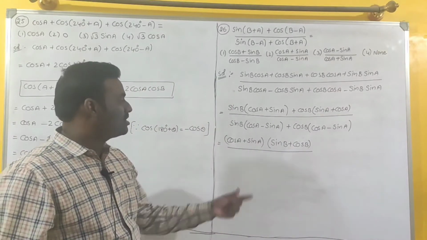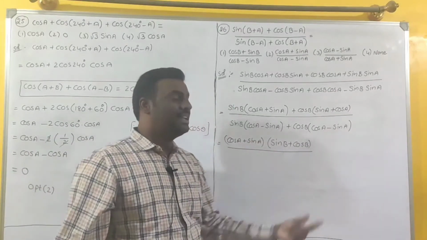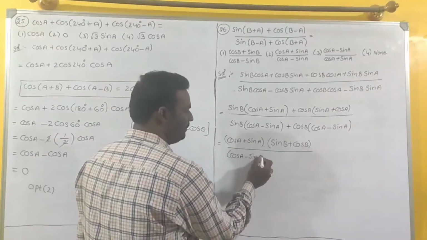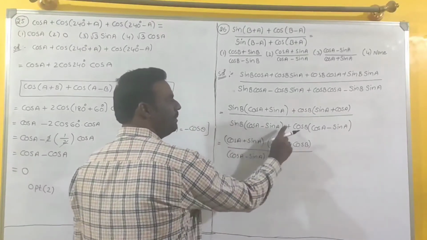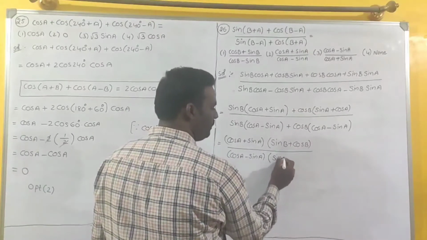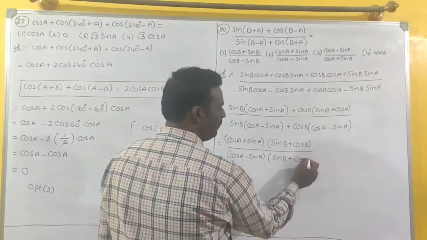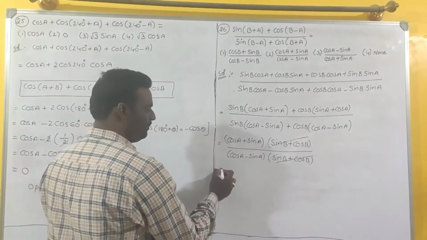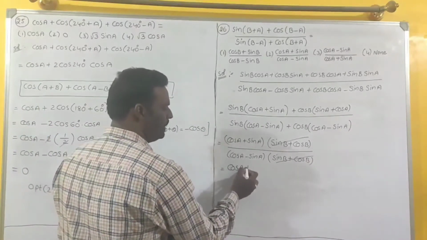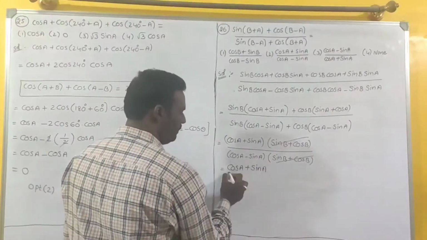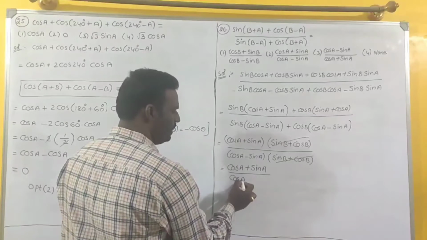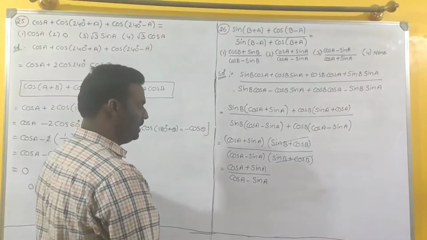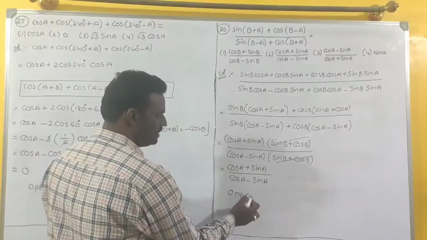Similarly, in the denominator, which is common? Cos A minus sin A. That's why I am taking cos A minus sin A common. Then what is remaining? Sin B plus cos B. So these two terms are cancelled. Now what is remaining? Cos A plus sin A by cos A minus sin A. Option 2 is the correct answer for this question.